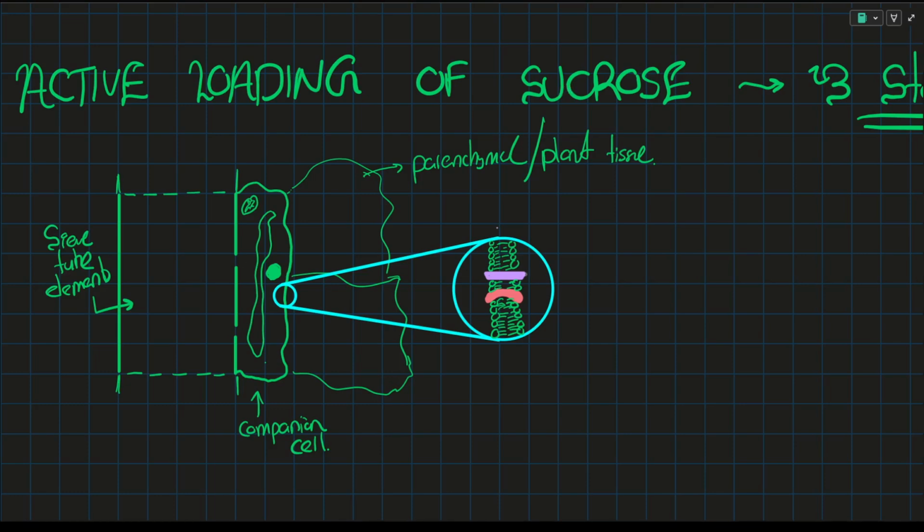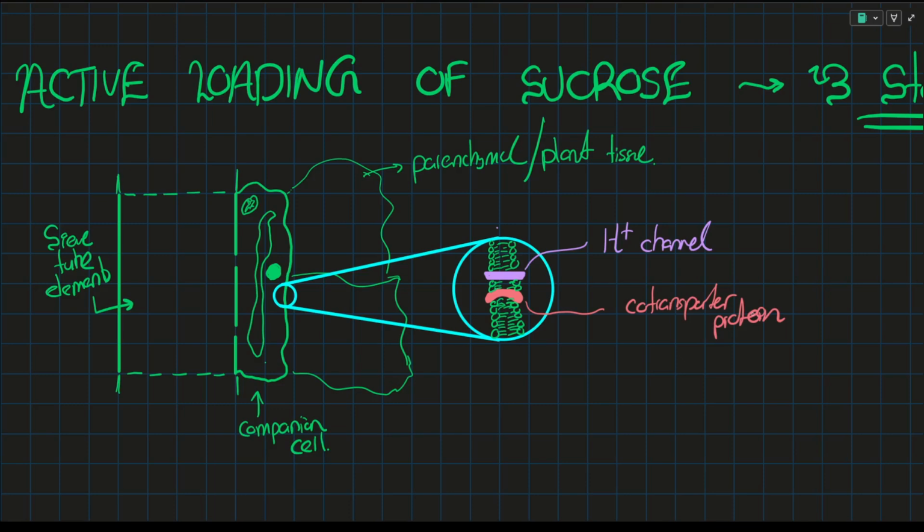Now this is just a simple hydrogen ion channel. I'll call it an H plus channel, hydrogen ion channel. And I don't even know what this color is called, but this thing is a co-transporter molecule, or co-transporter protein.